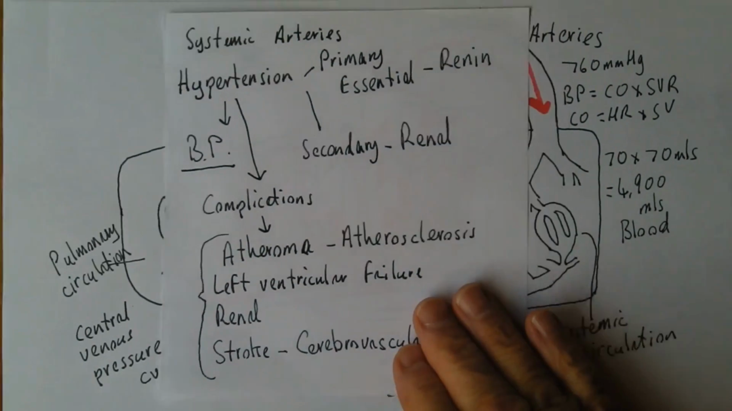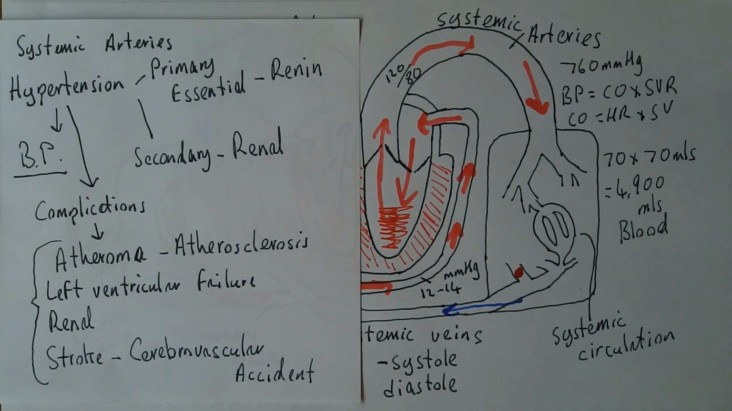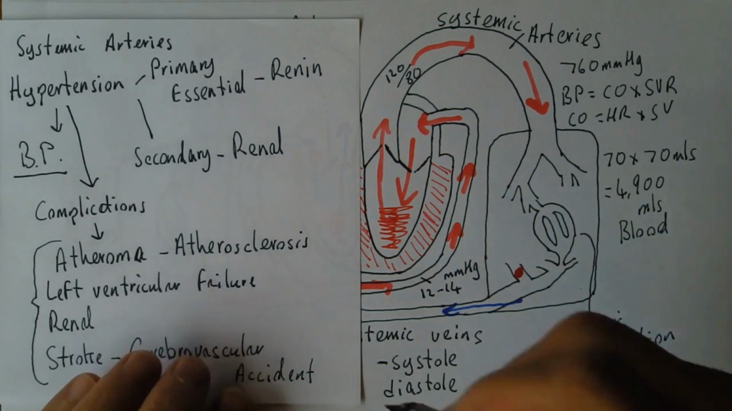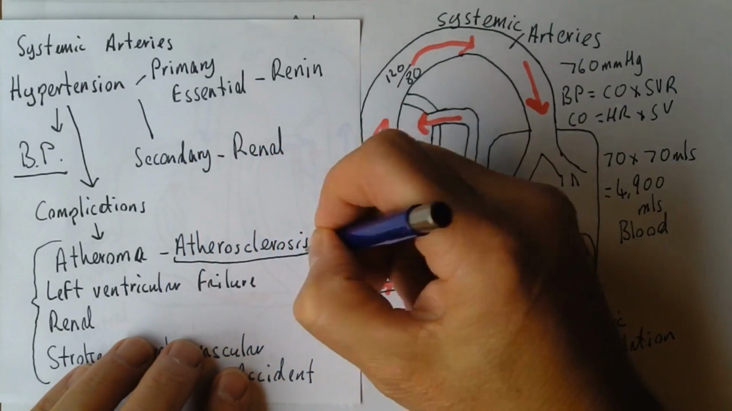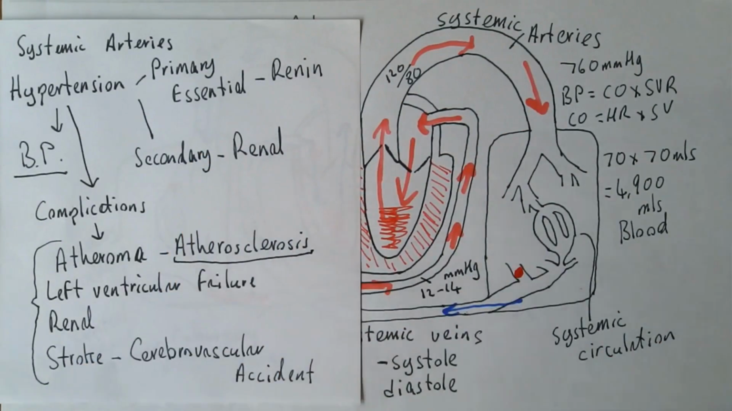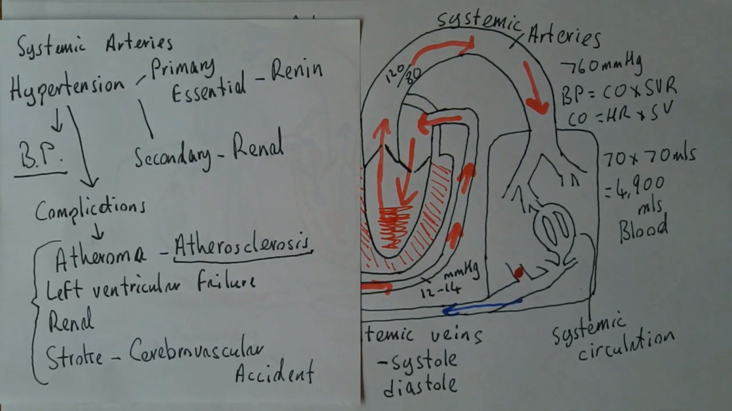So that is one condition affecting the systemic arteries. The next condition on the next video clip we want to look at, also affecting the systemic arteries, is this disease process of atherosclerosis, which is still one of the major causes of premature death and suffering in the Western world, and unfortunately is becoming more and more common in developed countries as well.